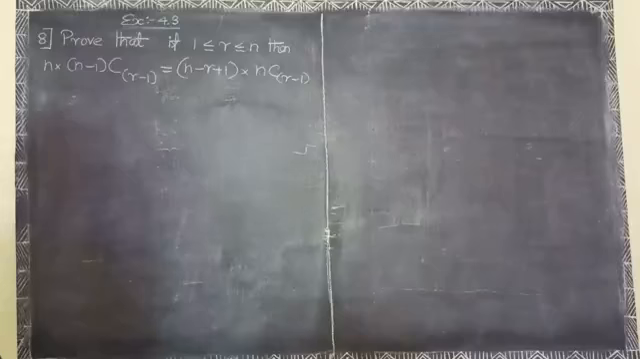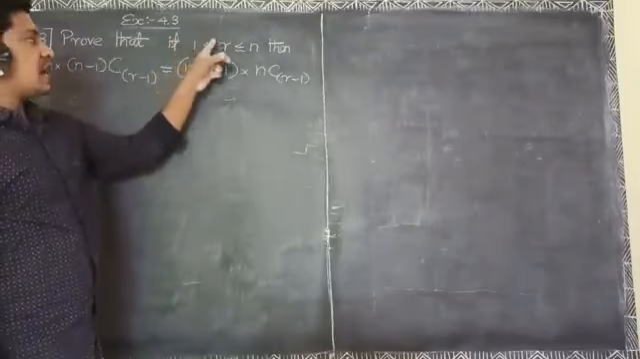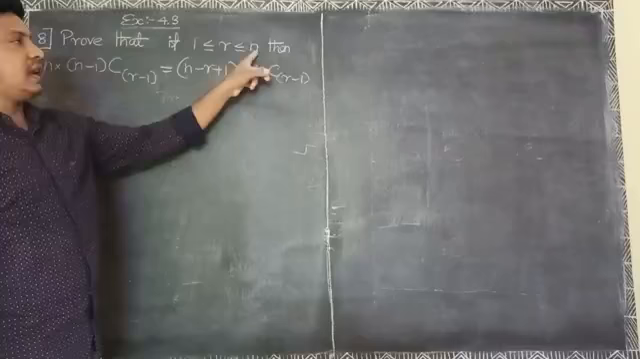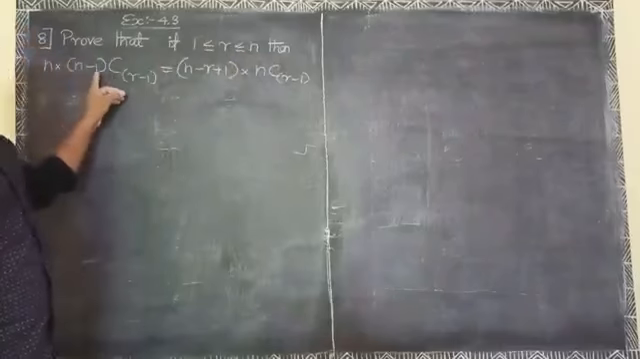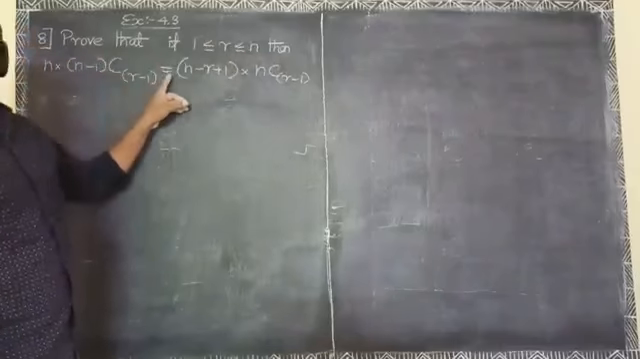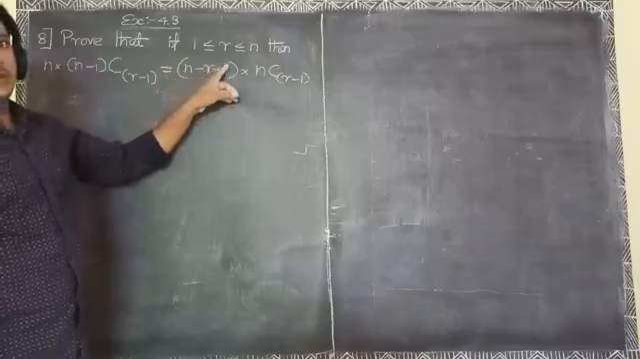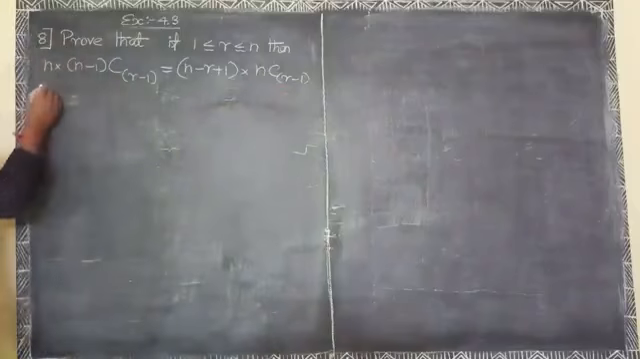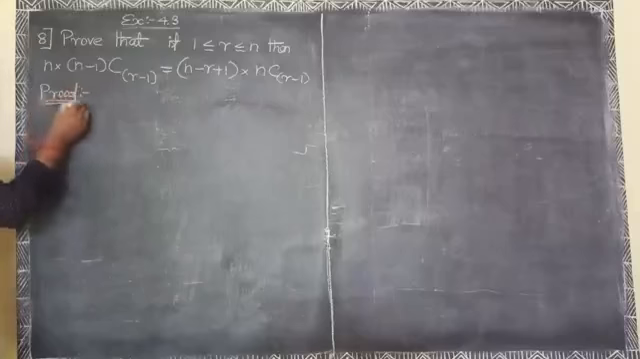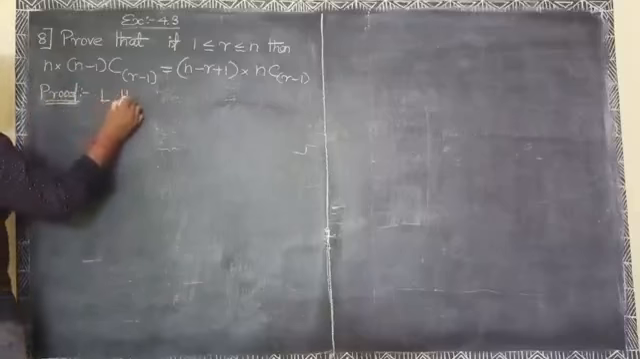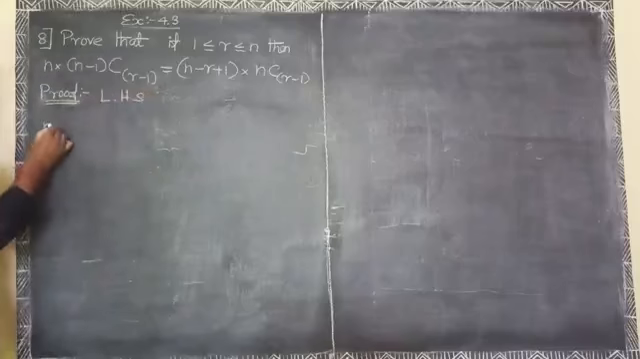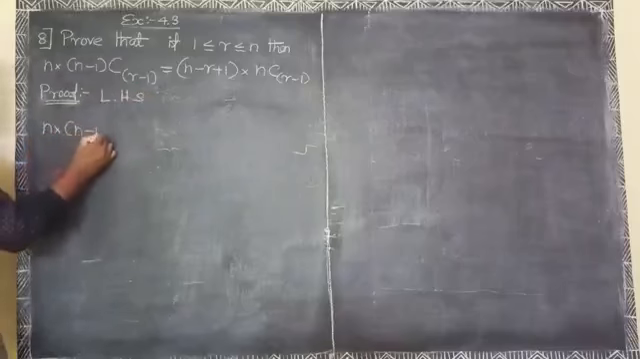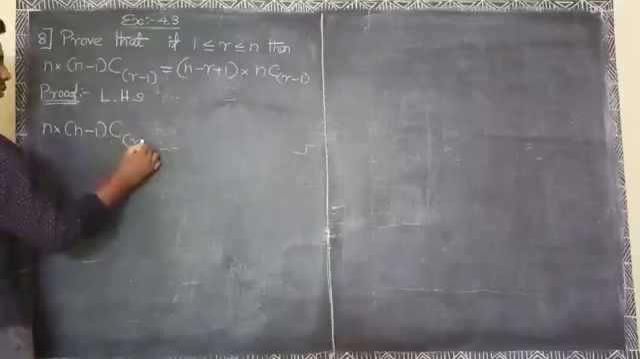Next, question number 8. Prove that if 1 is less than or equal to r, less than or equal to n, then n into (n minus 1)C(r minus 1) is equal to (n minus r plus 1) into nC(r minus 1). Proof: first we take the left-hand side, that is n into (n minus 1)C(r minus 1).